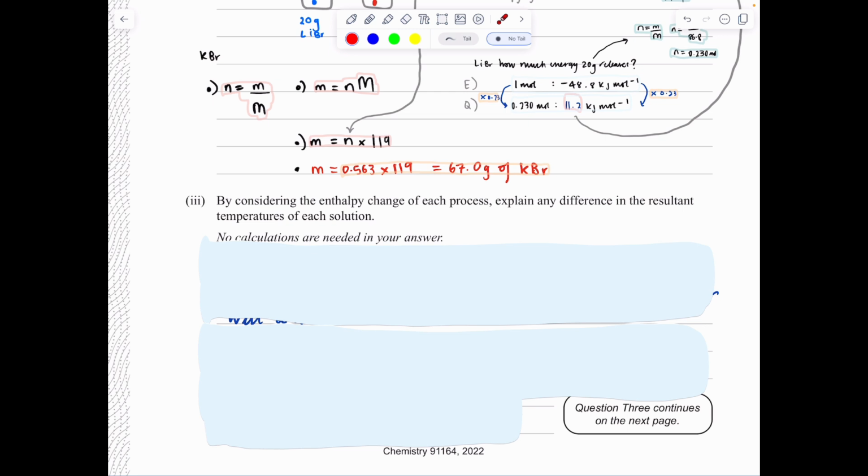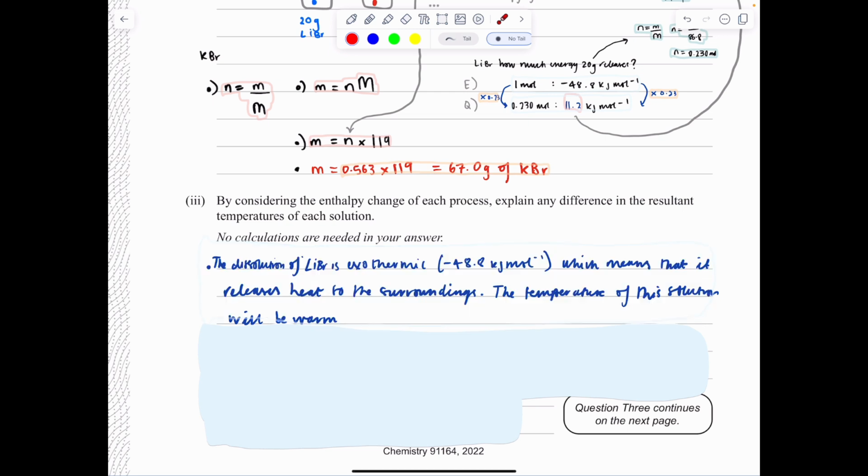Okay, so let's start off with one reaction at a time. So I've started with lithium bromide. The dissolution of lithium bromide is exothermic, and I've specified that over here, which means that it releases heat to the surroundings. So I've explained what exothermic is. The temperature of this solution will be warm.